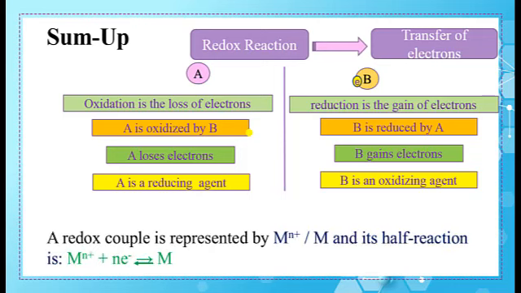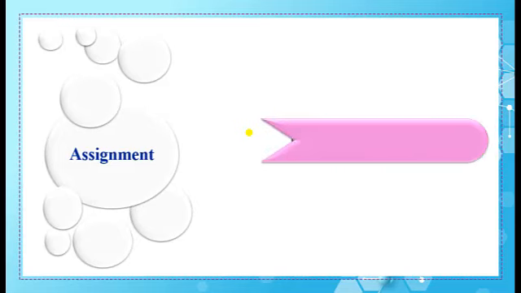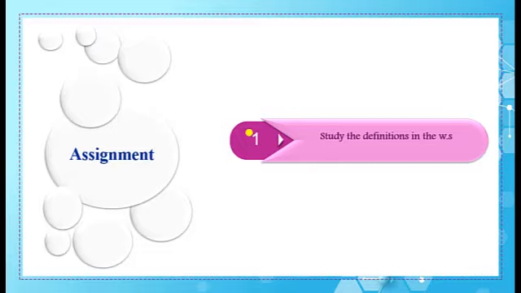And a redox couple is represented by Mn+/M and its half reaction is Mn+ plus n electrons give M. The assignment is just to study the definitions in the worksheet.